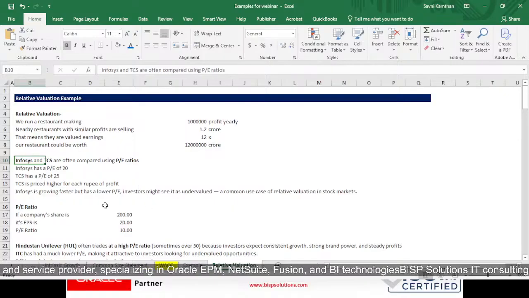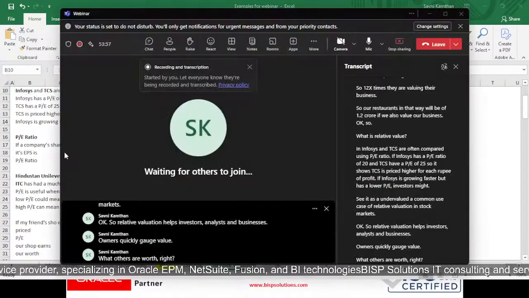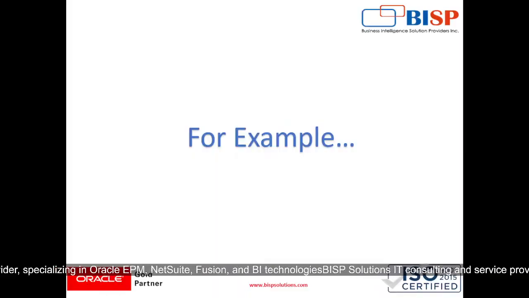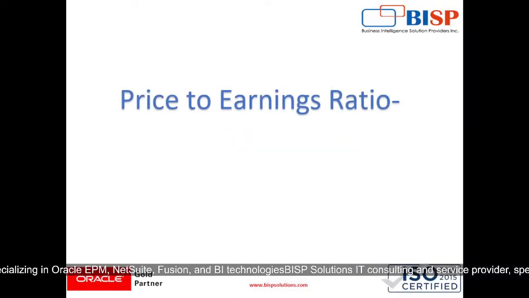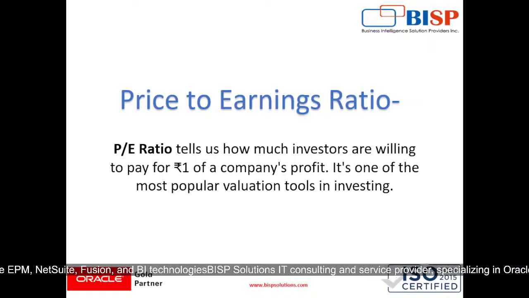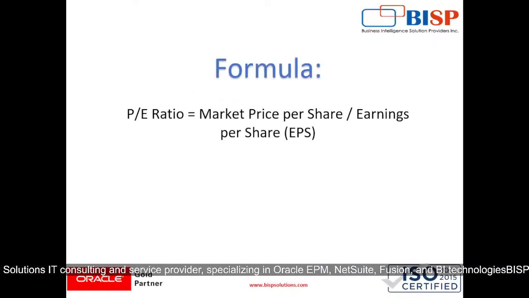Then comes our price to earnings ratio. The PE ratio tells us how much investors are willing to pay for 1 rupee of a company's profit. It's one of the most popular valuation tools in investing. The formula is PE ratio equals market price per share upon earnings per share, which is EPS.